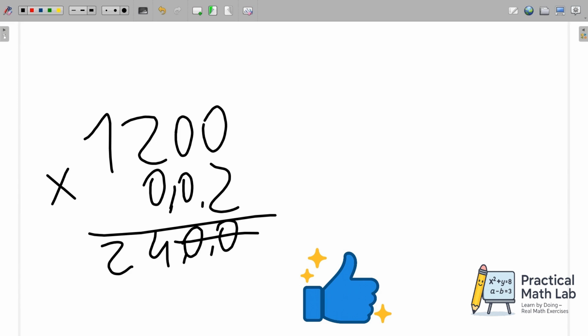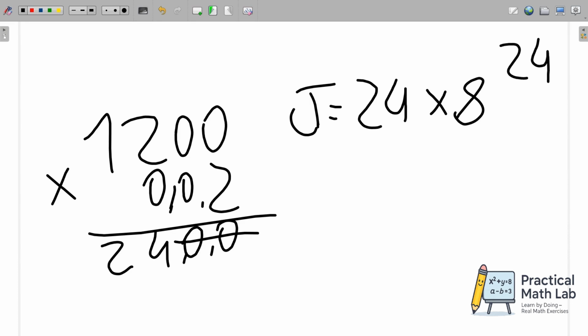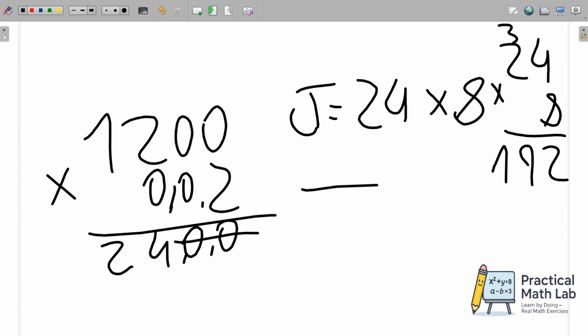So now we have interest, which is equal to 24 times 8. Let's work it out here. 24 times 8. 8 times 4 is 32, carry 3. 8 times 2 is 16. And 3, 19. So, interest equals 192.